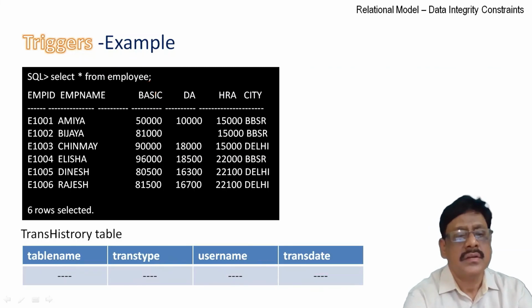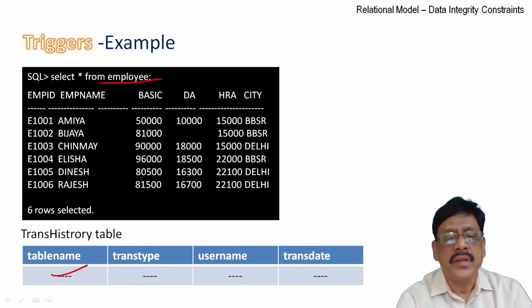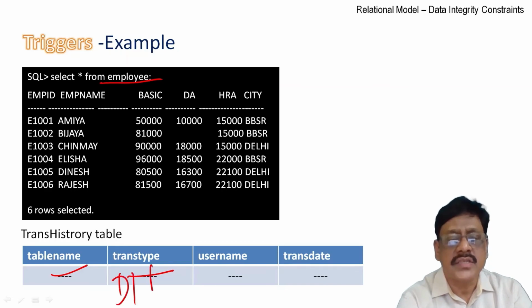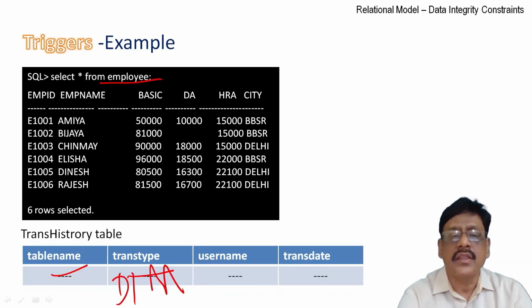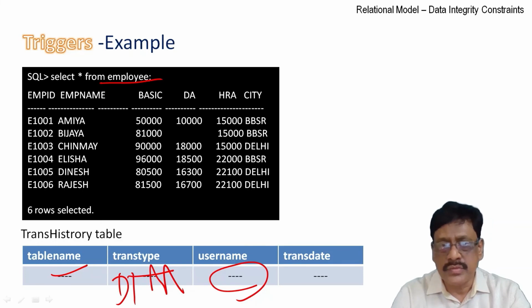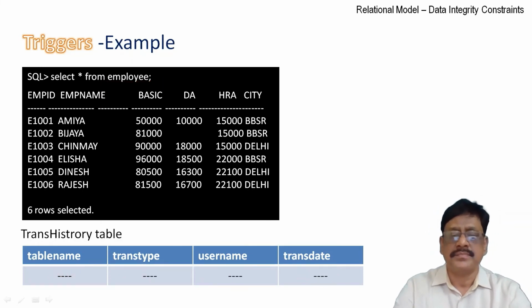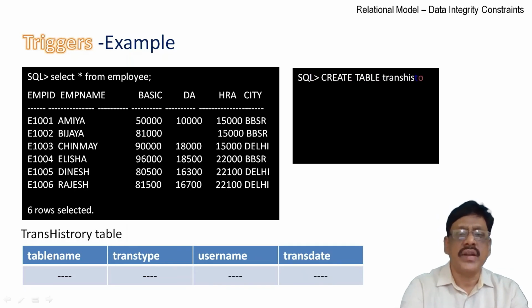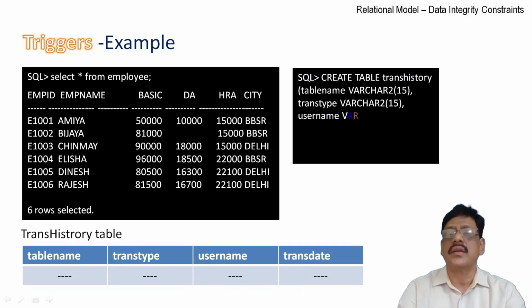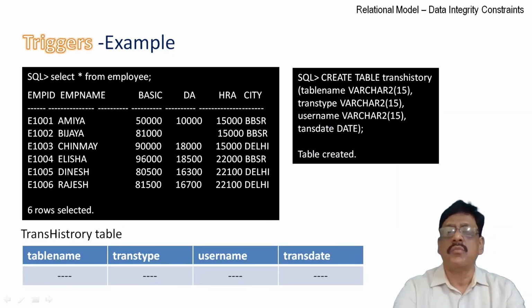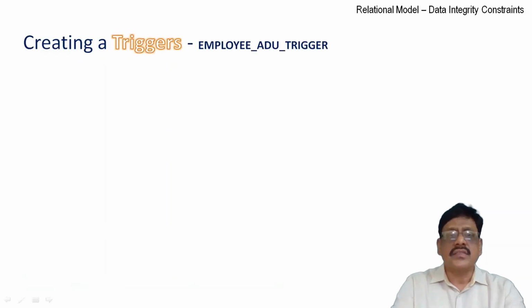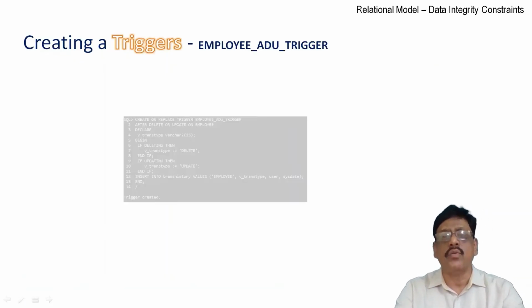That means the table name, here the table name must be employee, the transaction type either delete or update or modification, the username of the user who is doing the delete or update operation, and the date of transaction. And for that, how to create this transaction history table? We write create table trans history, table name varchar2(15), transaction type varchar2(15), username varchar2(15), and transaction date is a date type. Table is created. Now let us create the trigger that is called employee edu trigger.